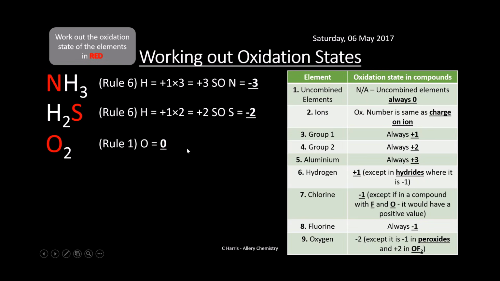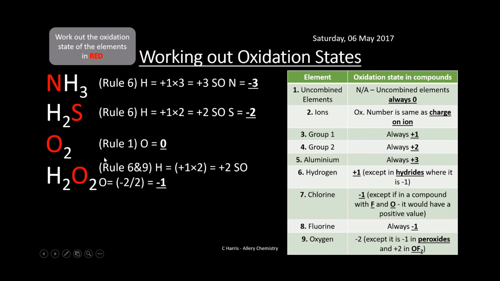Dead easy, that one. Next one, H2O2. This is your exception. This is hydrogen peroxide. This is rule 9. Oxygen is -2, however, except -1 in peroxide. This is a peroxide, so oxygen is -1 in this case, not -2. And also, obviously, we've got rule 6 again because of the hydrogens. So, it's -1. Remember, when we're stating oxidation numbers, we always state for the single element, not for both of them. So, it's not -2. In this case, it's -1 because we're looking for the oxidation state of one oxygen.